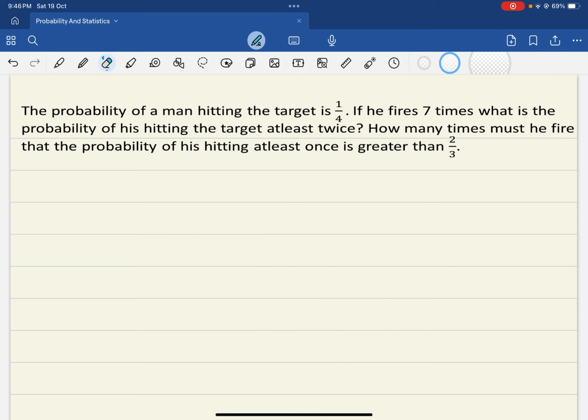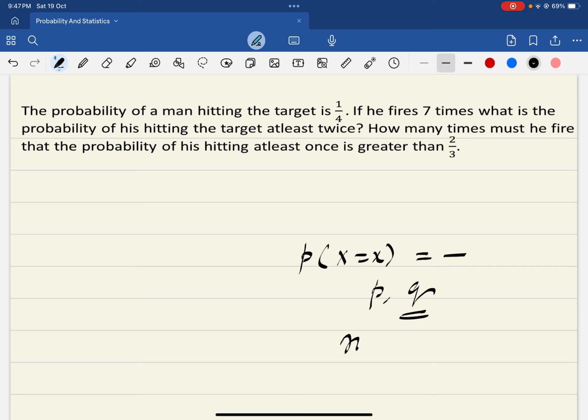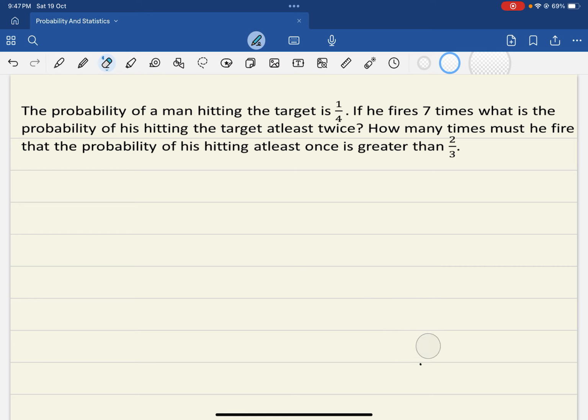Now, in this lecture, what we are doing is in the reverse way. That means P of X equal to x, the probability, will be given to you. What p is will be given to you, what q is will be given to you. Your job is to find n. This is the reverse way of finding the value of n. So let us focus on this problem and be alert for these questions.